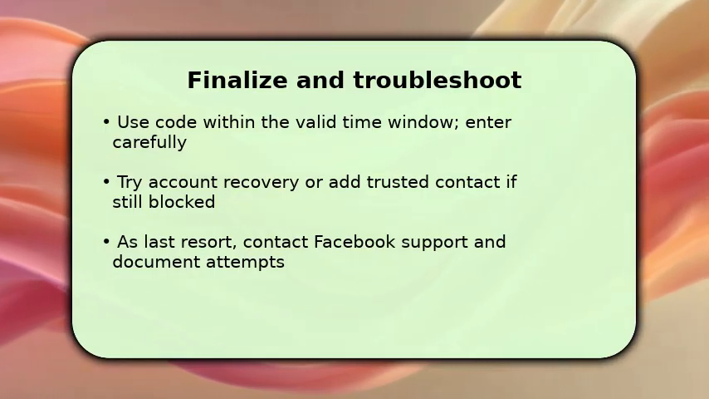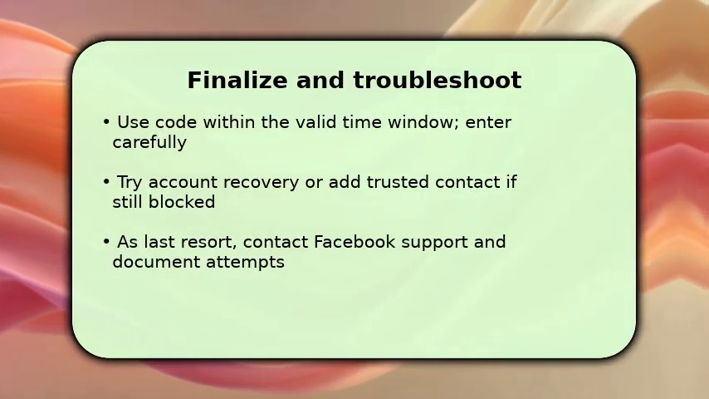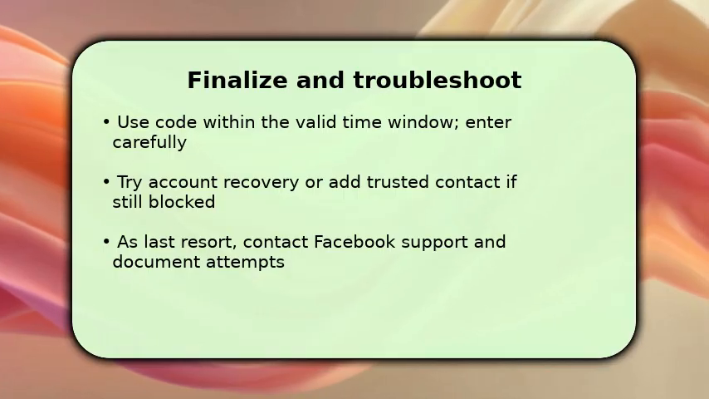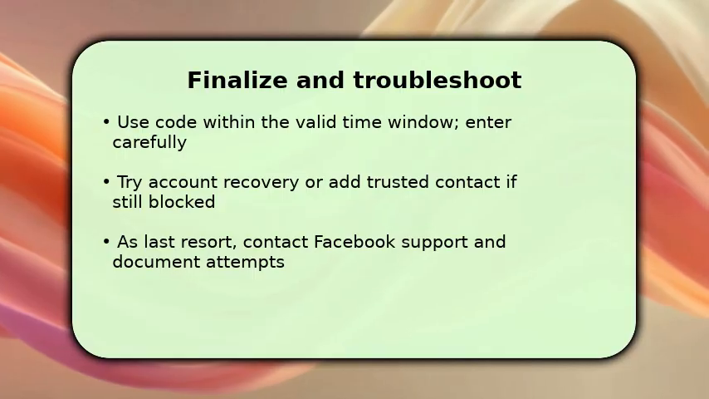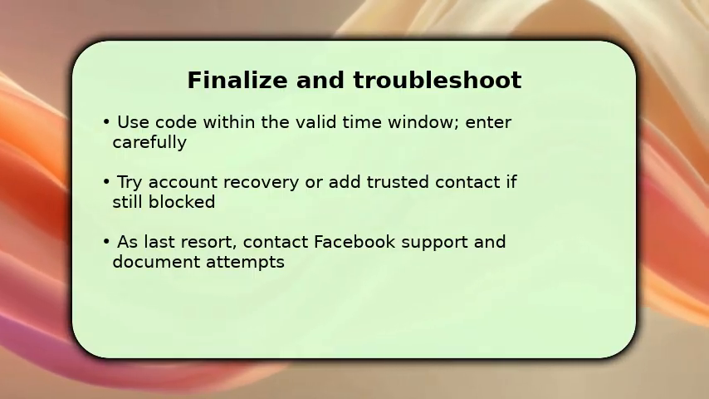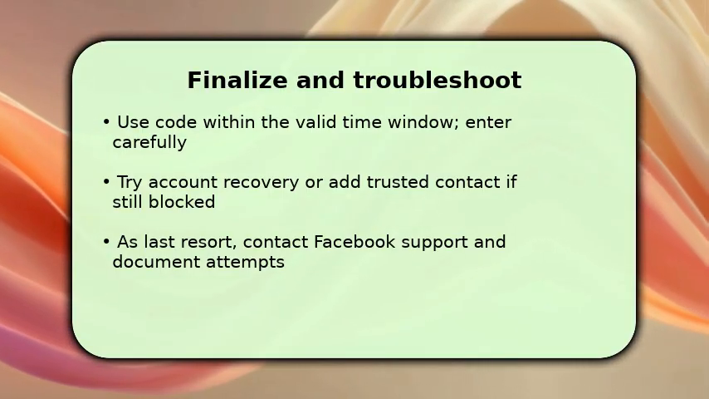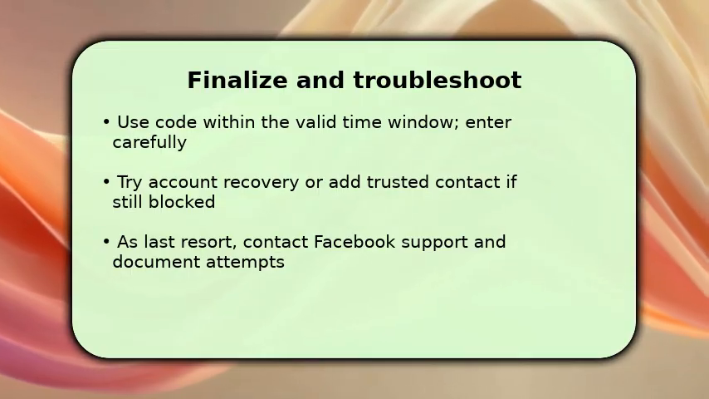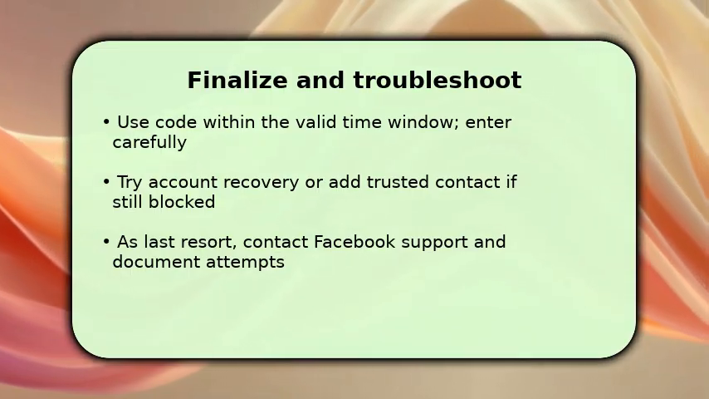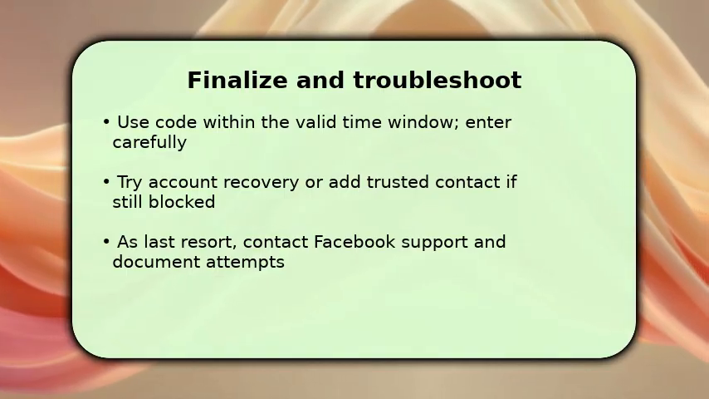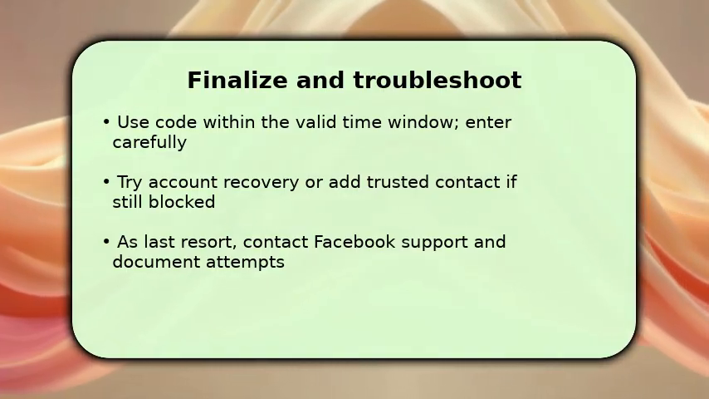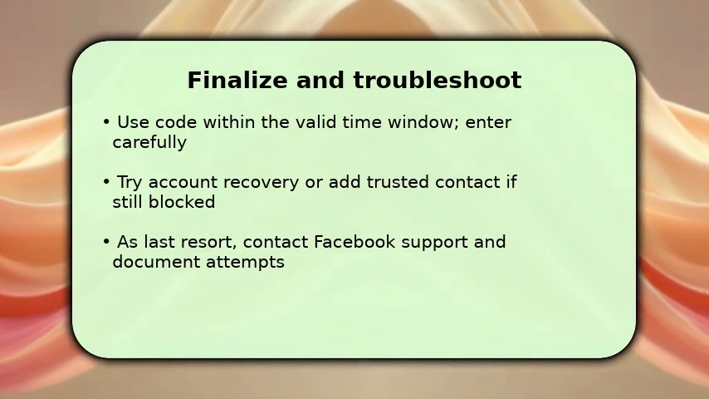If you still don't receive anything, try the account recovery flow to add a trusted contact or use previously set backup codes. Make sure to document each attempt, including time, delivery method, and device used. That information helps support. If nothing works, submit a support request to Facebook with those details and a photo ID if required. One final tip: test receiving messages from other services to isolate carrier or device issues.